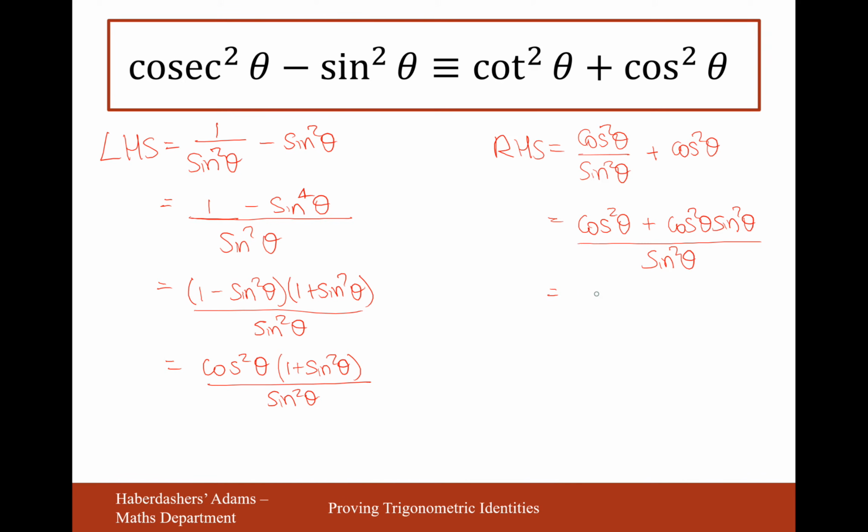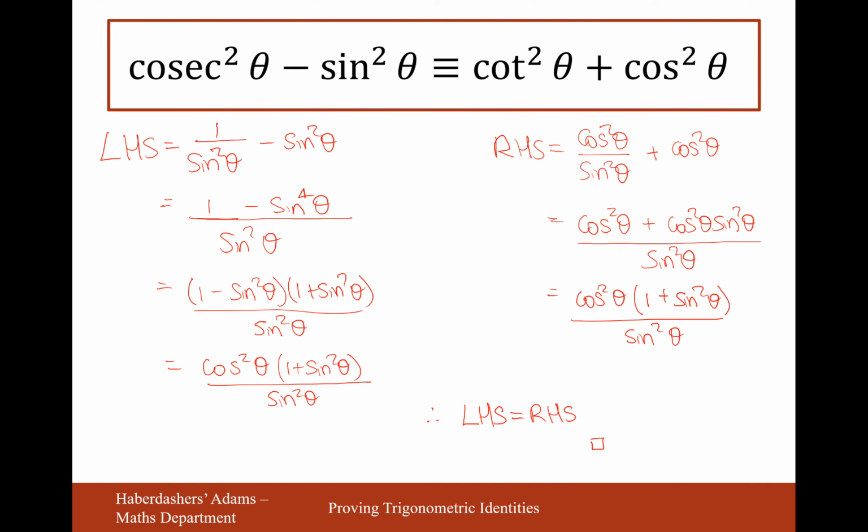So let's turn the right hand side into exactly what we've got here. Cos squared theta, open bracket, 1 plus sine squared theta over sine squared theta. And there we are, you can see what we have now is the same thing on the left hand side as the right hand side. So therefore, left hand side equals right hand side, and we've now proved the identity.